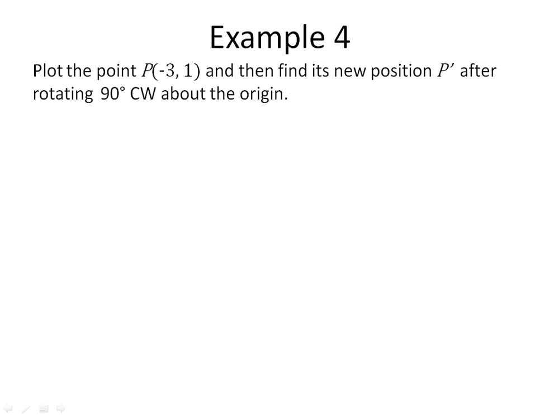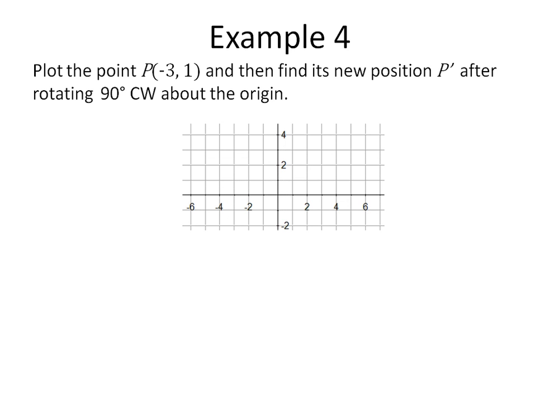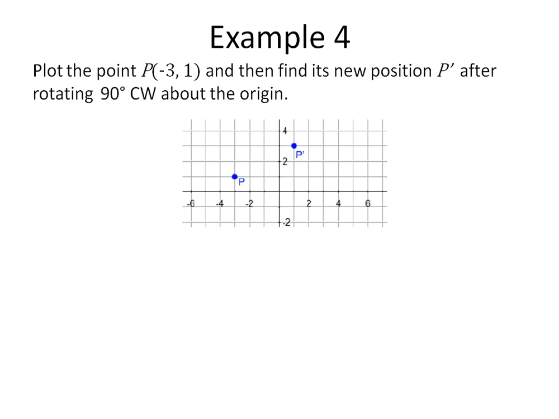Okay, example 4, they want us to plot the point (-3, 1) and then find its new position P prime after rotating 90 degrees counterclockwise around the origin. So here's P, it's at (-3, 1). And they want us to go 90 degrees this way, so that's going to give us what? Okay, so just like we did a while ago, you're going to see that the x part became the y part, but it changed the sign of that, and the y part became the x part.